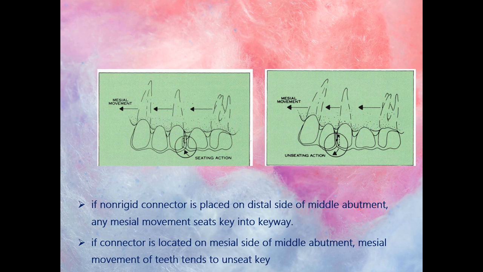So here you can see if a non-rigid connector is placed on the distal side of the middle abutment, any mesial movement will seat the key into the keyway, and if the non-rigid connector is located on the mesial side of the middle abutment, mesial movement of the teeth tends to unseat the key. So always the accurate alignment of this dovetail is critical. And as we have said, paralleling should be accomplished with the help of a dental surveyor.